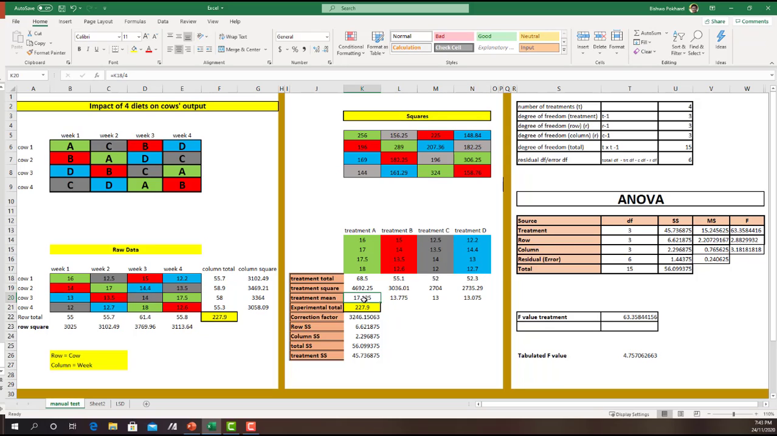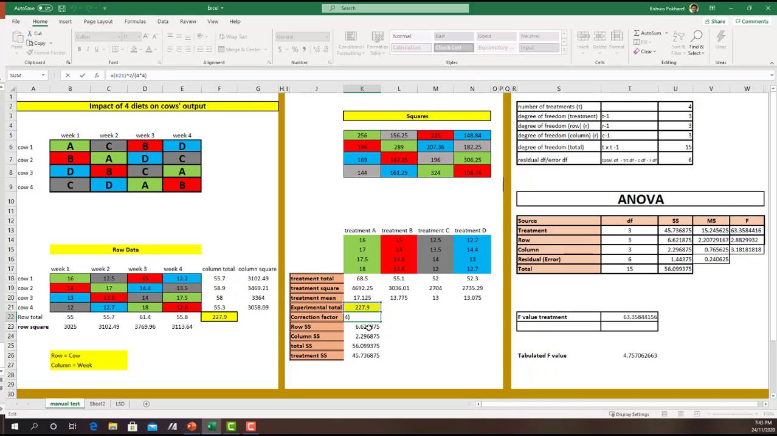And that is basically a treatment mean, which is the average of treatment A, the average of treatment B, the average of treatment C, and the average of treatment D. And that's an experimental total, which is basically this value. This is the sum of everything, which is used to calculate this correction factor. So this correction factor is basically K21, that is experimental total square divided by 16. 16 because there are 4 rows and 4 columns, and 4 by 4 is 16. So experimental total square divided by row multiplied by column is called the correction factor.